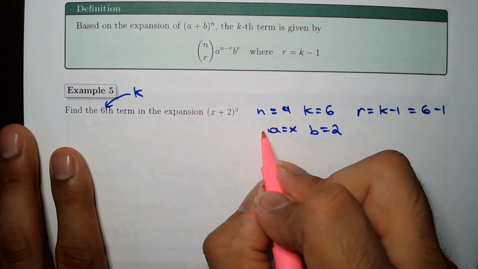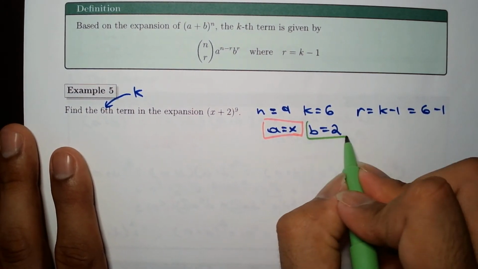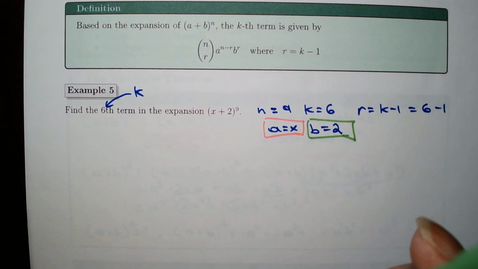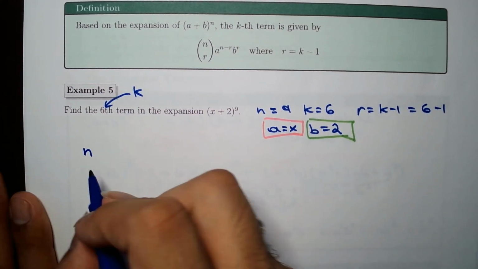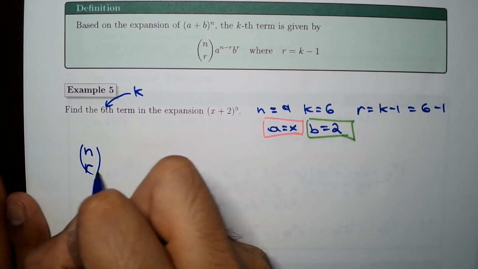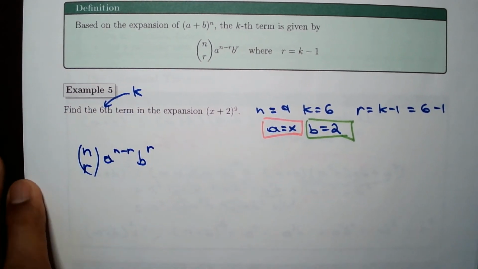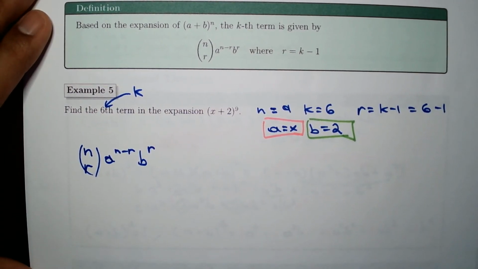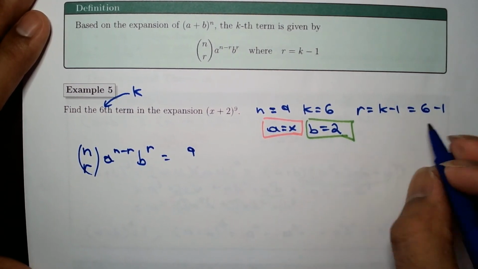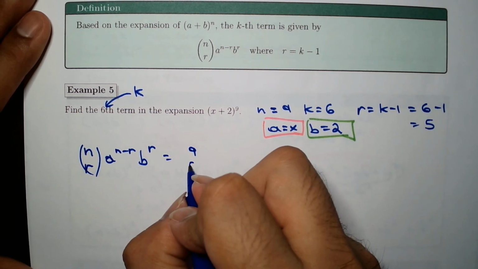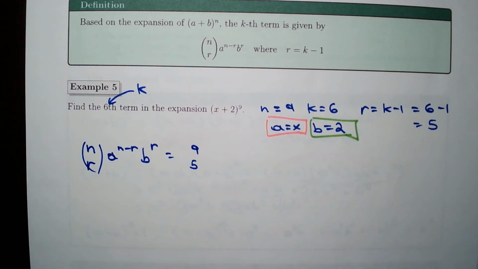Okay, again, I'm going to use the same color coding, so you can see what I'm plugging in and where. So let me write down the formula. n choose r times a to the n minus r, b to the r. Okay, and in this case, n equals 9. 9 choose r, which in this case, that's a 5.